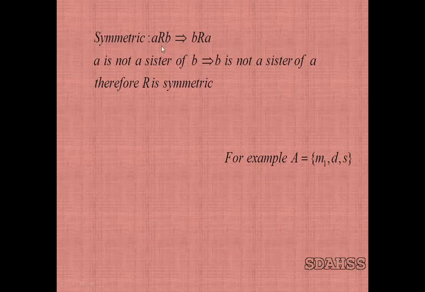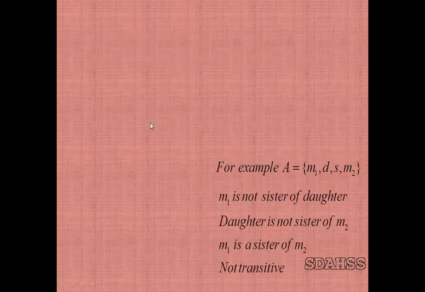Then symmetric. According to the definition, A is related to B implies B is related to A. That means A is not a sister of B, B is not a sister of A. See, for example, mother and daughter, M1 and daughter. Mother one is not a sister of daughter, daughter is not a sister of mother. So it is symmetric.